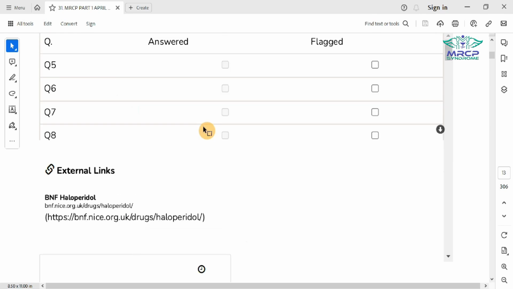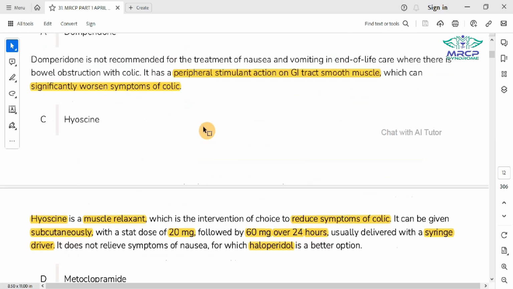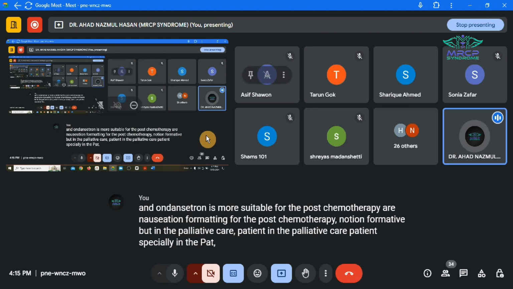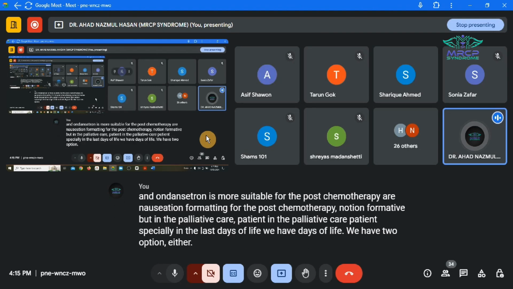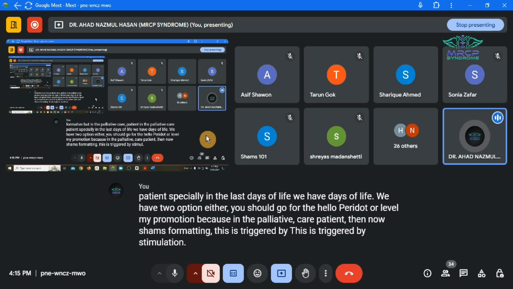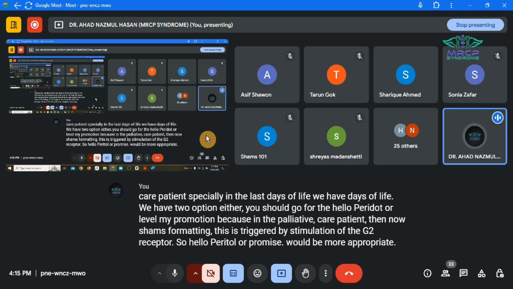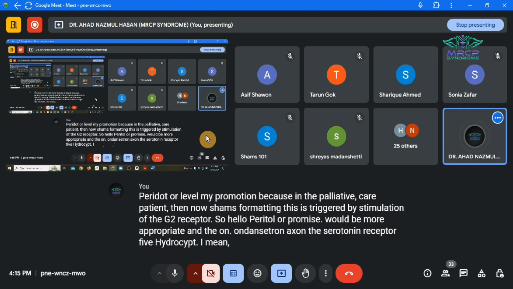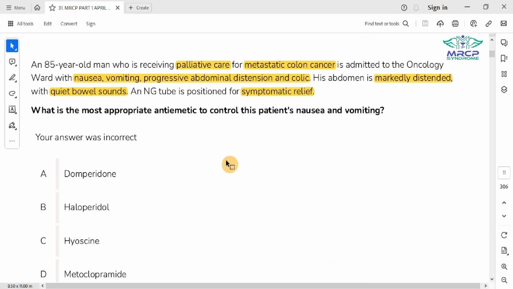Ondansetron is more suitable for the post-chemotherapy nausea and vomiting. But in the palliative care patient, especially in the last days of life, we have two options. Either you should go for haloperidol or levomepromazine, because in the palliative care patient, the nausea and vomiting is triggered by stimulation of the D2 receptor. So haloperidol or levomepromazine would be more appropriate. Ondansetron acts on the serotonin receptor, the 5-hydroxytryptamine receptor. So it would be more preferable to go for haloperidol or levomepromazine in the palliative patient.